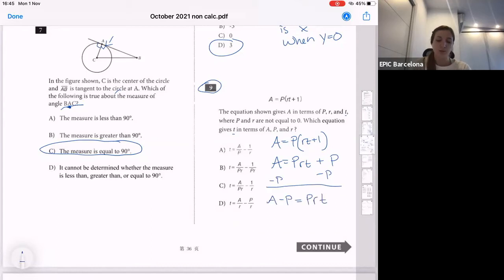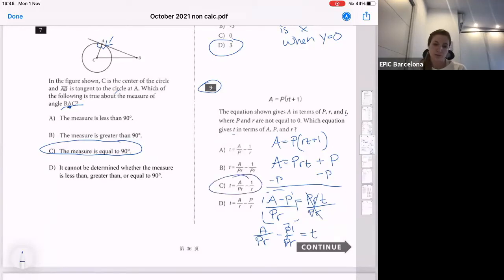If I want just T, I can divide each side by P of R. Likewise, I can separate this into A over PR minus P over PR. It's the same as we see here. And the P's would cancel out here and you'd have 1 on top. So if that is an answer choice, this is all equal to T, because remember these will cancel. So A over PR minus 1 over R, that looks like it's answer choice C. Okay, amazing.